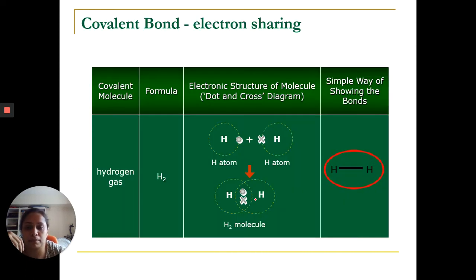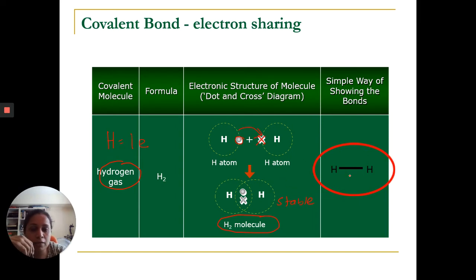Let's look at the first example. Hydrogen. As an atom, H, it has 1 electron, right? 1 dot. And when it combines with itself, another atom with a cross, they will share electrons. And now it has 2 and 2, so it becomes stable. This is known as a hydrogen molecule, or you can call it hydrogen gas. As just H, it's not stable, so it will combine with another H to form a stable structure. This bond you see here is your covalent bond.